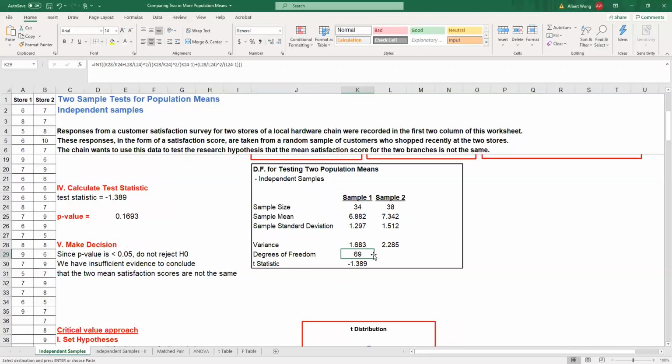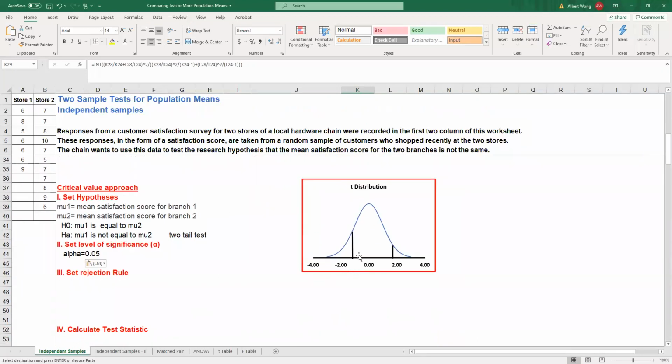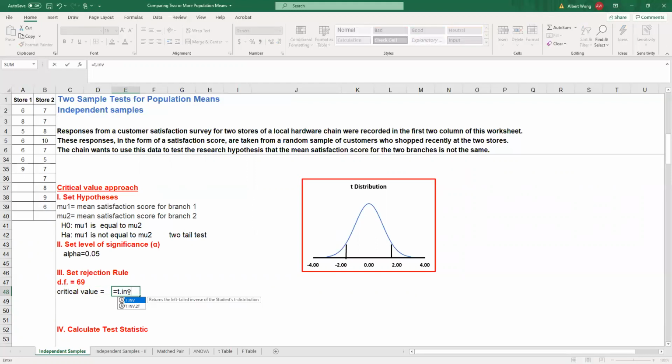The degree of freedom is calculated here, equals 69. And because we actually have a two-tail test, we're going to have to worry about the critical value on the lower tail as well as the critical value on the upper tail. So let's just write this down first. The degree of freedom is equal to 69, and the critical value, of course, is equal to, you can actually use Excel, this is T.INV.